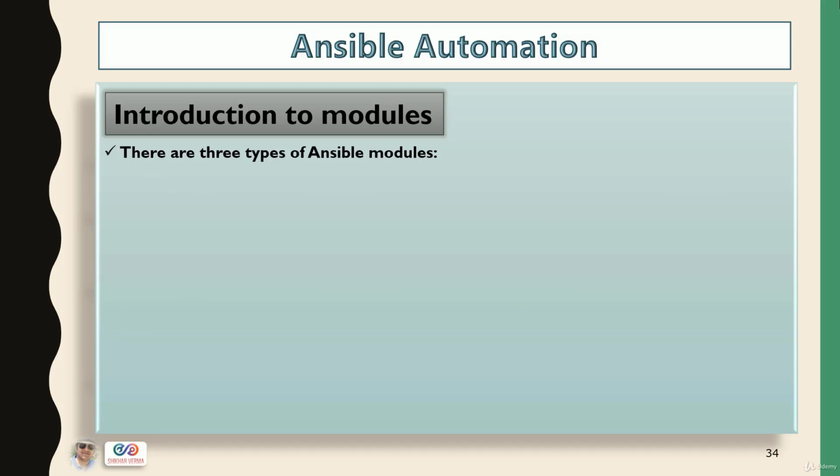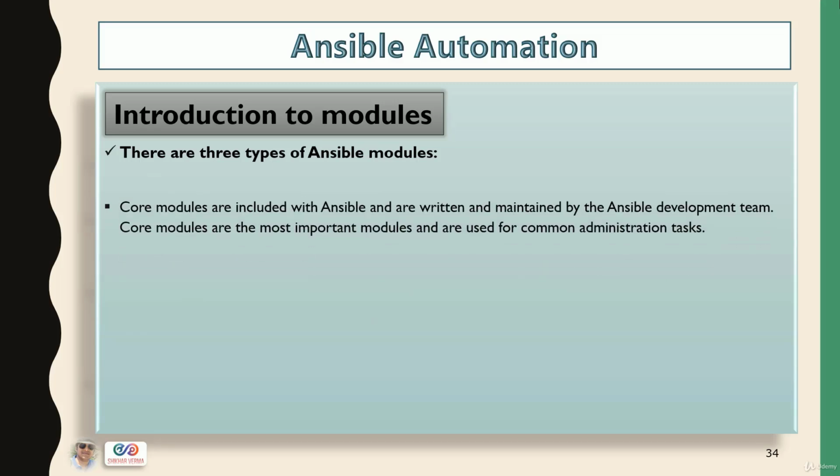There are three types of Ansible modules. The core modules are included with Ansible. Once you install Ansible, the core modules are shipped by Ansible, which are written and maintained by the Ansible development team. Core modules are the most important modules and are used for common administration tasks.